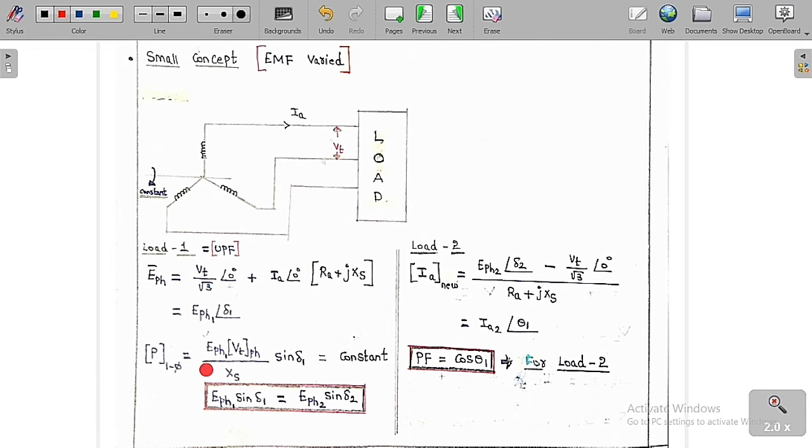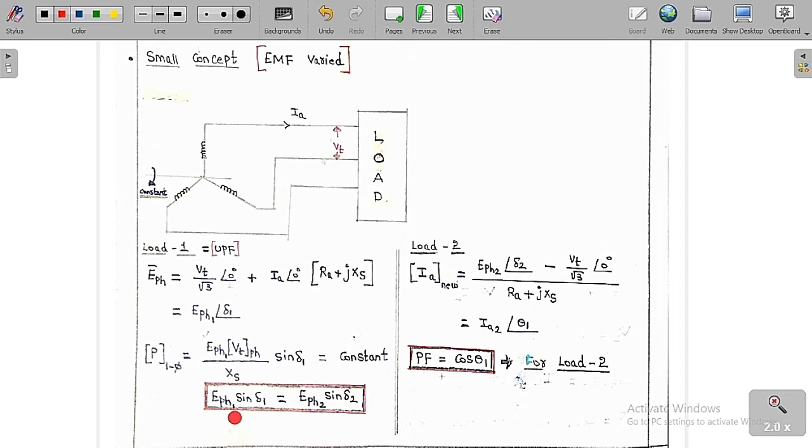If you want three phase power, then you have to use the line voltage values, which is EPH1 into VT per phase, which is VT by root 3, by XS, into sine of delta 1. Delta 1 is the phase angle between the EPH and the VT by root 3. So we can simply say EPH and VTPH phase voltages. Then you are going to get some constant value.